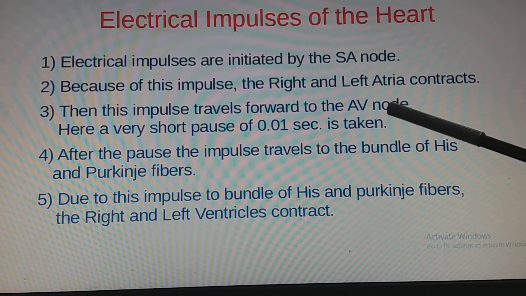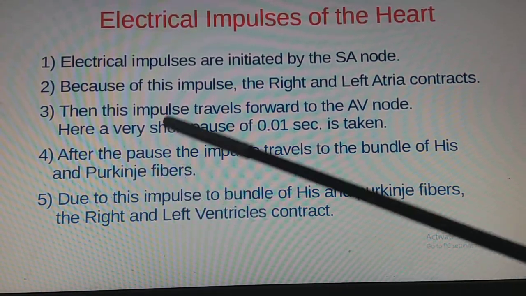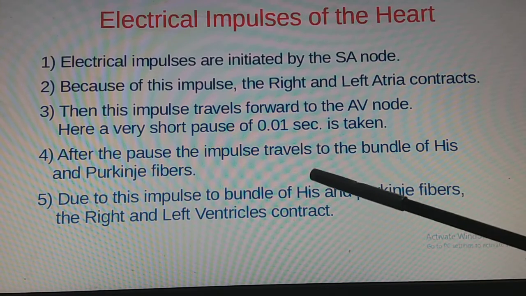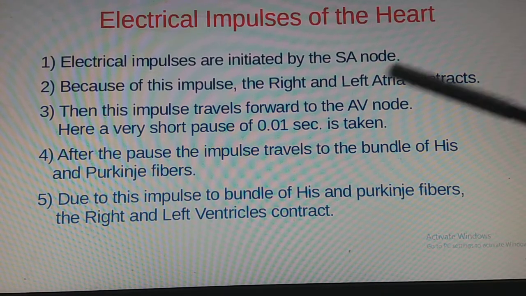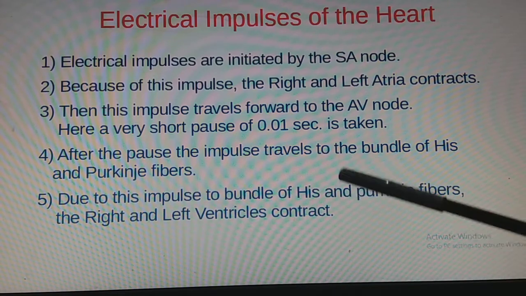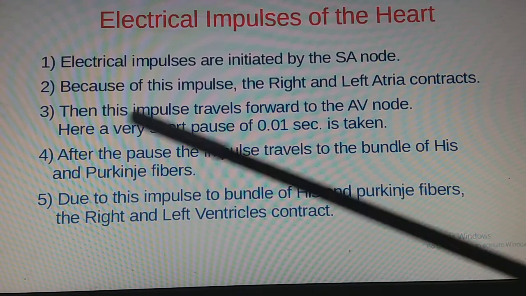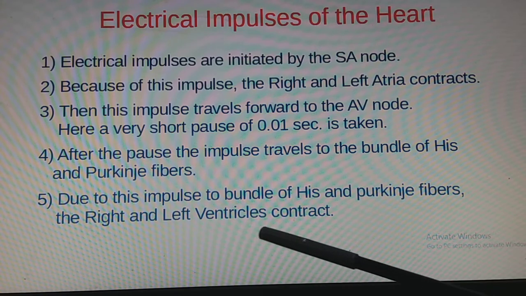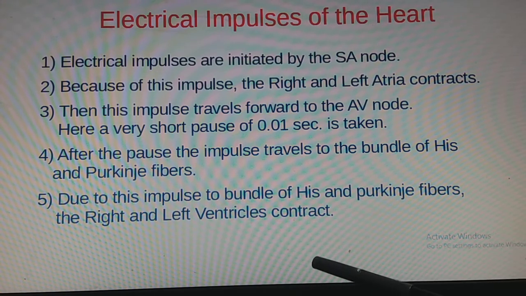After the pause, the impulse travels to the bundle of His and Purkinje fibers. Due to this impulse, the right and left ventricles contract. Now it is pretty clear where electrical impulses are generated, where they are passed on, and why it is done so.